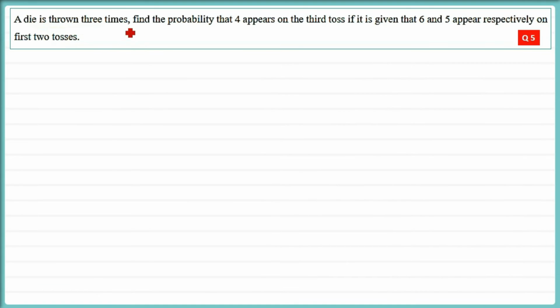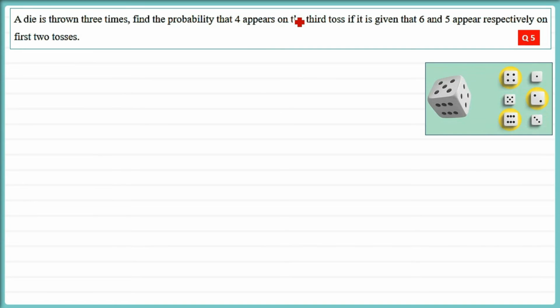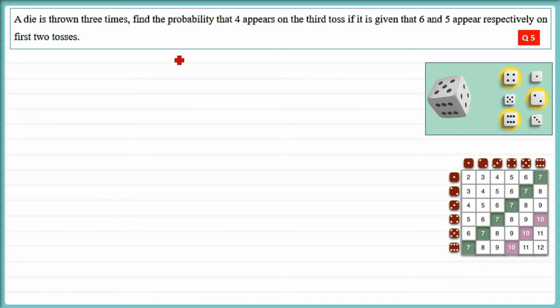A die is thrown 3 times. Find the probability that 4 appears on the third toss if it is given that 6 and 5 appear respectively on the first 2 tosses. So let me just show you the die. But there is only one die which is thrown 3 times. There is no 2 die, or there are not dice, only die. Now if it is given, this is already given, normally we take what is given as B, and we normally take A as what is to be found out. This is what the tradition is.